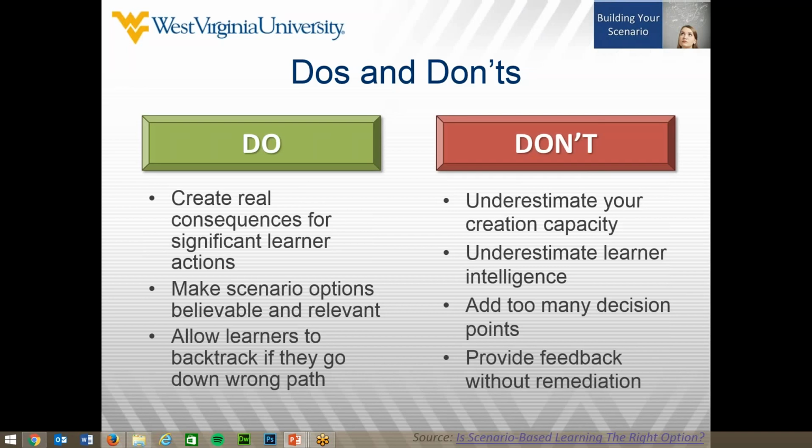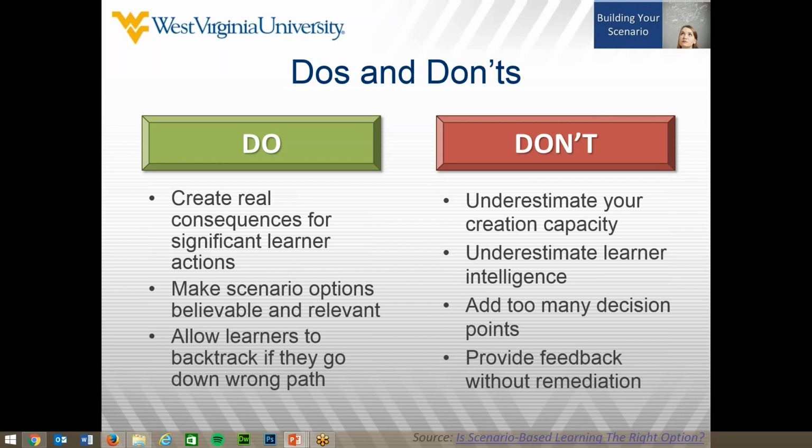So summarizing some of the things we talked about today, we have some do's and don'ts. You do want to ensure that there are direct and real consequences for major actions the learner takes. You do want decision points to make students think carefully about the options available before choosing one. And this requires each option to be plausible and relevant.